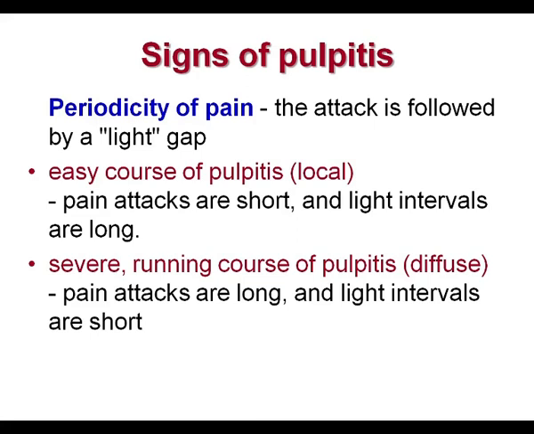The next characteristic or sign of pulpitis is periodicity of pain. The attack is followed by a light gap. In an easy, local course of pulpitis, pain attacks are short and light intervals are long. Short means from 5 to 20 minutes, and a light interval longer than 2 or 3 hours. And for a severe course of pulpitis, diffuse or purulent pulpitis, pain attacks are longer than 20 minutes and light intervals are shorter than 1 hour, and even shorter.